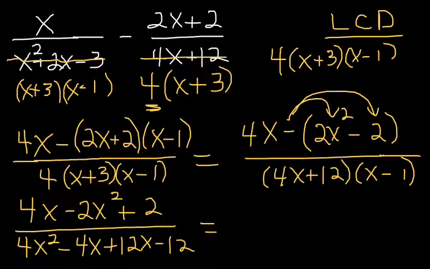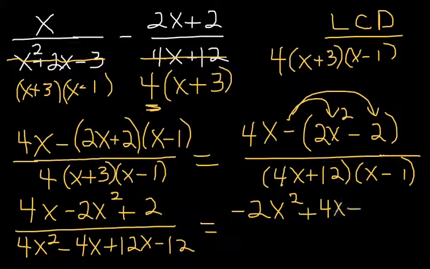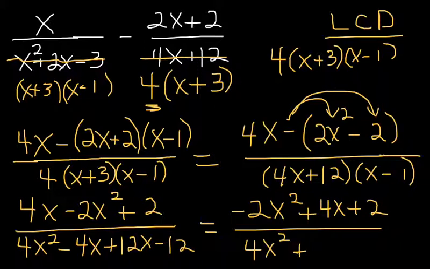And one last simplification and I'll be through. Put the top ones in descending order of exponents: negative 2x squared, and don't lose that negative sign, plus 4x, plus 2. And on the bottom, I'm going to combine like terms. I'm going to get the negative 4x and the positive 12x together, getting plus 8x and minus 12. And that will be the result that I get when I subtract x over x squared plus 2x minus 3 minus 2x plus 2 over 4x plus 12.